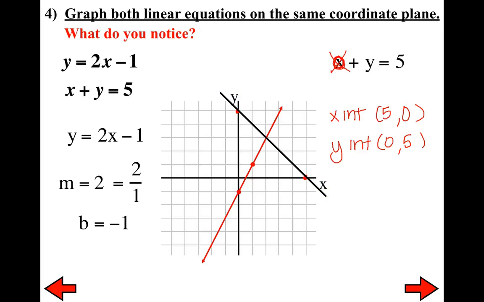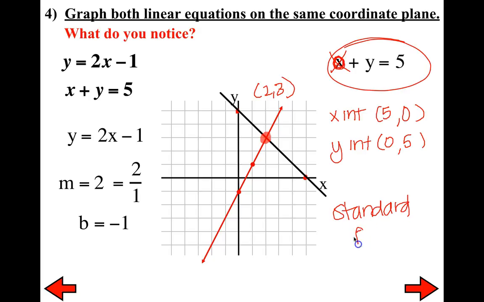okay, what do you also recognize? It intersects at the same exact point, (2, 3). So could you also graph using x and y intercepts? Absolutely, especially if something's already in standard form. By the way, standard form, just a friendly reminder, looks like this. It's when ax plus by equals c. Okay, if it's in this form, it's really easy to use the x and y intercepts to figure out what your graph is going to look like.